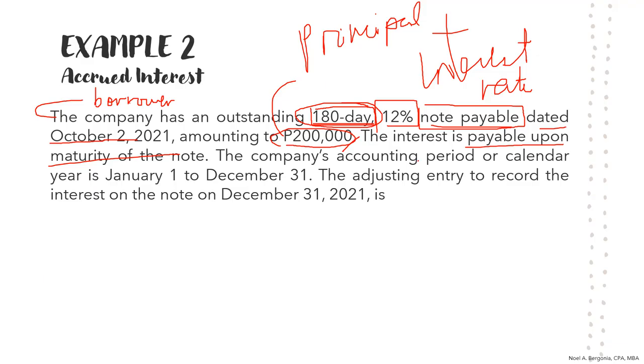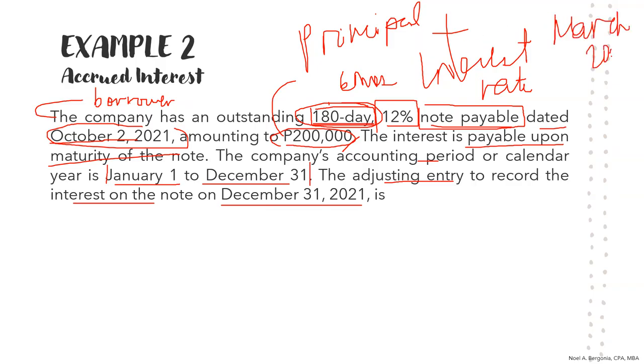Now, the company's accounting period or calendar year is every January 1 to December 31. So, it is a calendar year, no? Calendar year kasi it starts in January and then December 31 ang dulo. Now, the adjusting entry to record the interest on the note on December 31, 2021 is, so from October 2, okay, so kung titignan natin, ilan bang months yung 180 days? So that is 30 days assumed per month. So 6 months, di ba? Halos 6 months yan. Then, kung October yan, October, November, December, January, February, March. So most likely, March next year pa mababayaran, 2022. Okay, so March pa din mababayaran yung kabuuan ng interests.